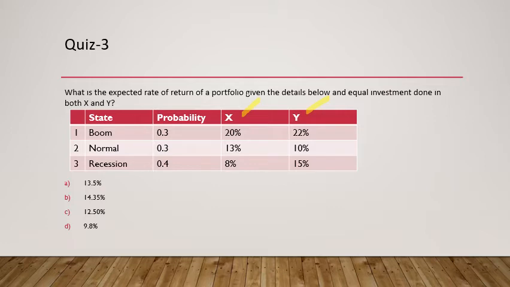Okay, 0.3 into 20, 0.3 into 13, 0.4 into 8. You will get three values. You add all the three.